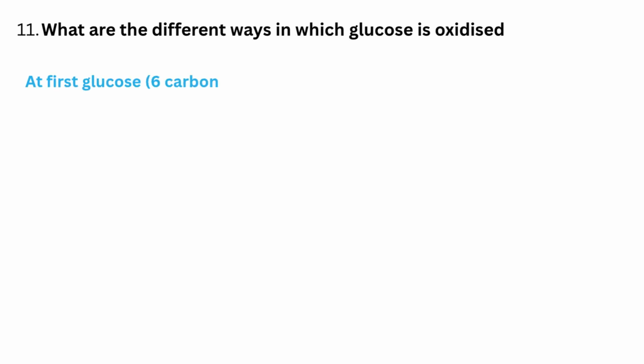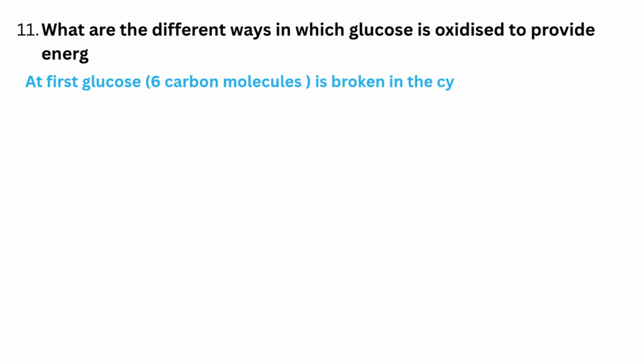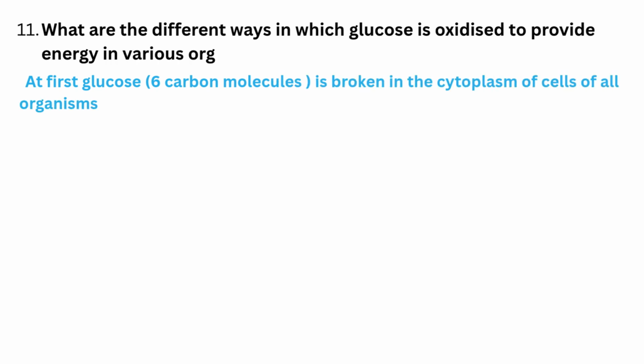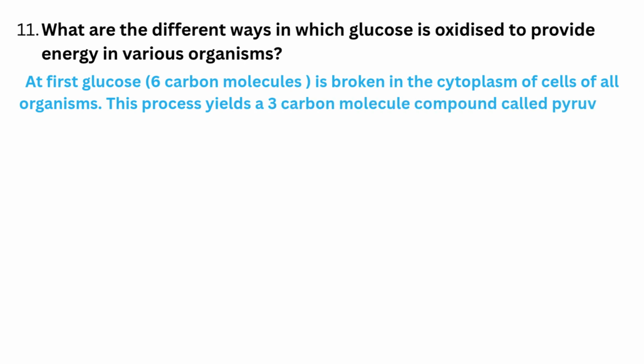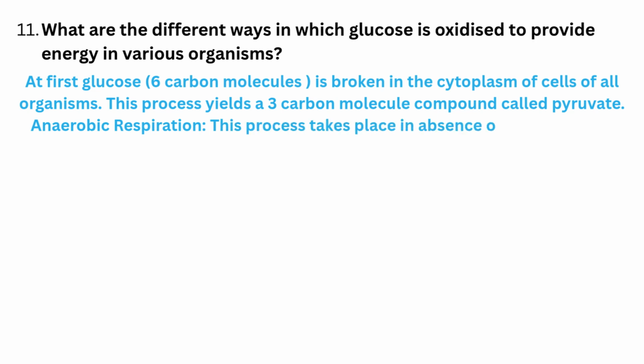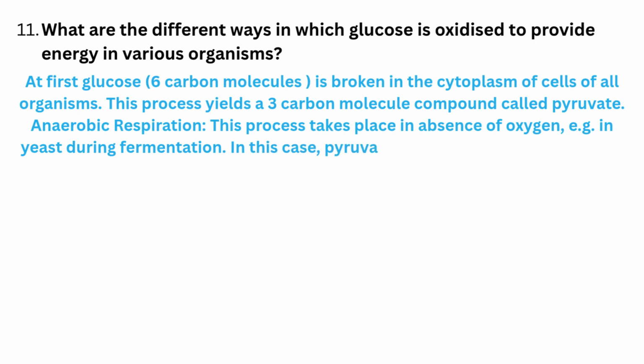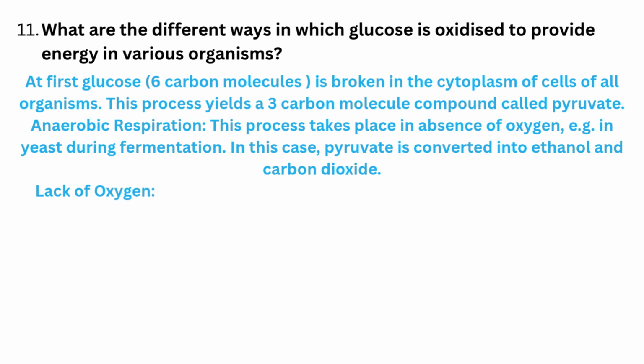What are the different ways in which glucose is oxidized to provide energy in various organisms? At first, glucose, a 6-carbon molecule, is broken down in the cytoplasm of cells of all organisms. This process yields a 3-carbon compound called pyruvate. Anaerobic respiration takes place in the absence of oxygen, for example in yeast during fermentation. In this case, pyruvate is converted into ethanol and carbon dioxide.